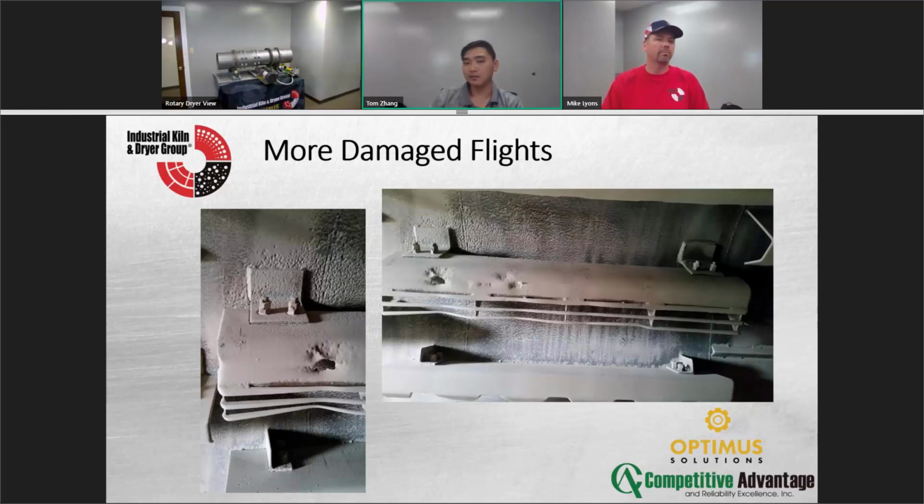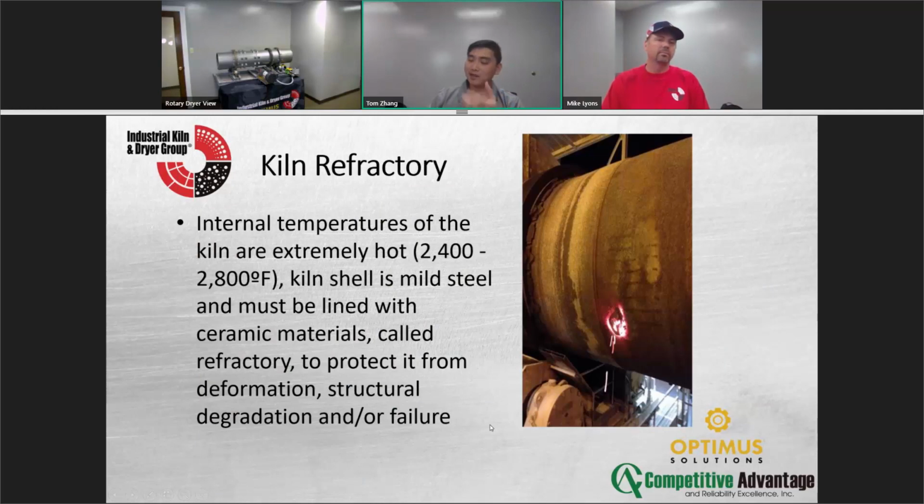This happens. This design is more of a bucket mechanism and all that. But yeah, more on the damaged flights. People like to see what others are that are damaged. Okay, so that is the internals on flighting for, say, most dryers and calciners, if any.